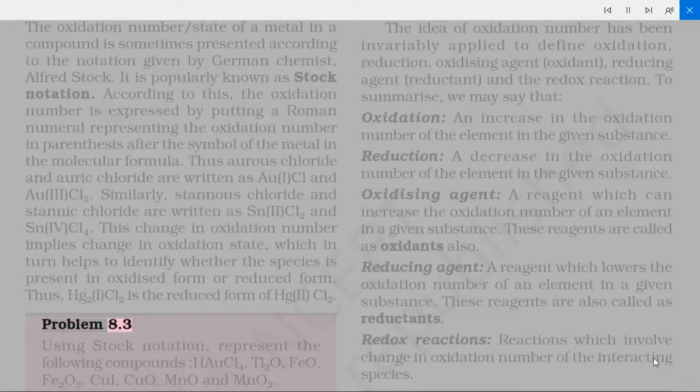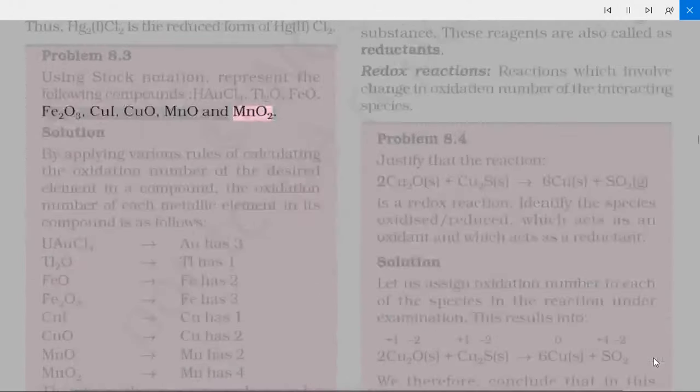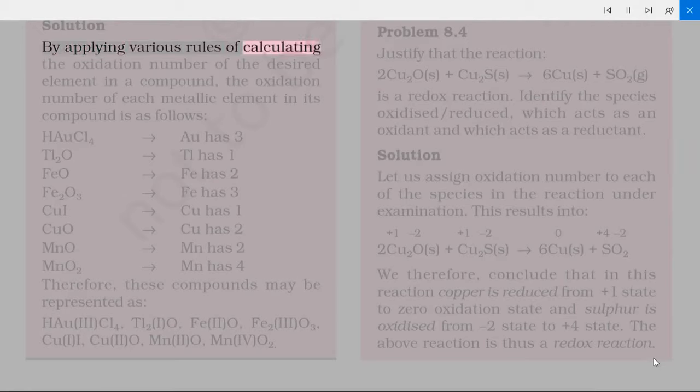Problem 8.3. Using Stock notation, represent the following compounds: HAuCl4, Tl2O, FeO, Fe2O3, CuI, CuO, MnO and MnO2. Solution: by applying various rules of calculating the oxidation number of the desired element in a compound, the oxidation number of each metallic element in its compound is as follows. HAuCl4, Au has 3; Tl2O, Tl has 1; FeO, Fe has 2; Fe2O3, Fe has 3; CuI, Cu has 1; CuO, Cu has 2; MnO, Mn has 2; MnO2, Mn has 4.